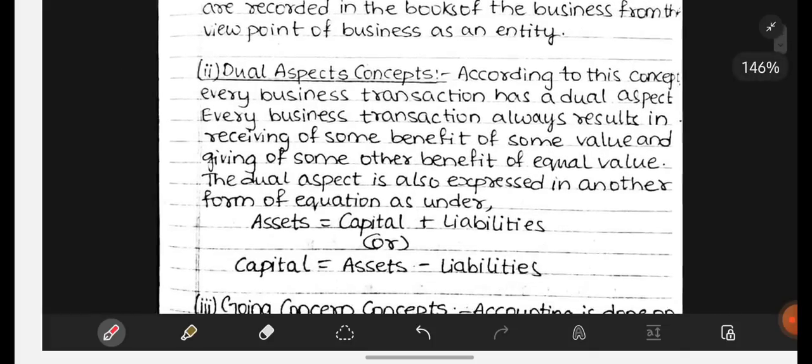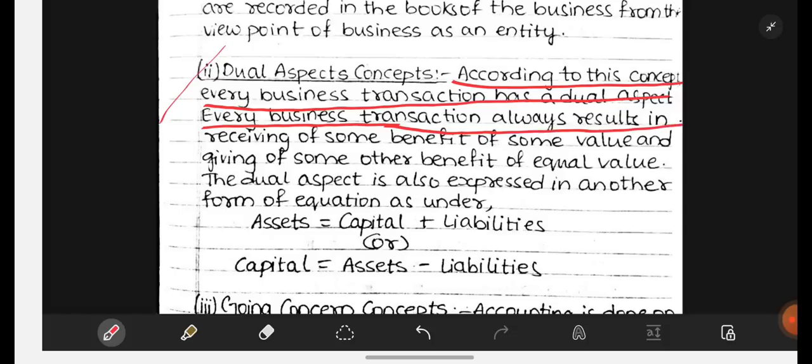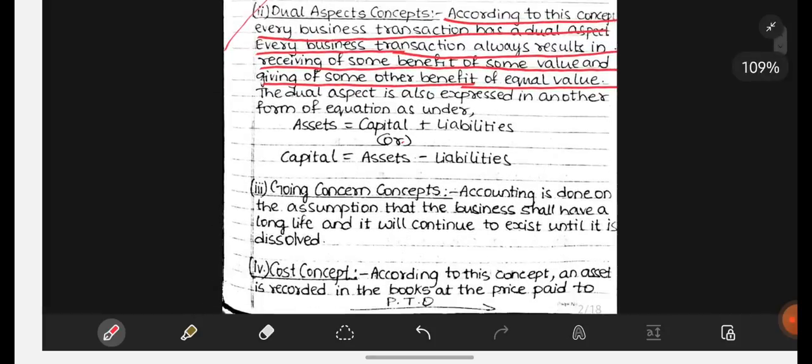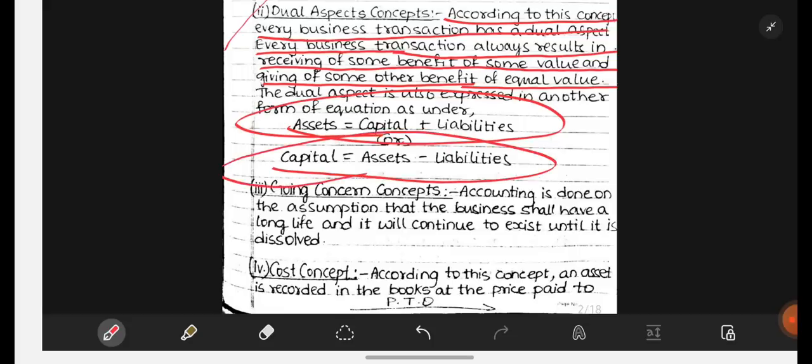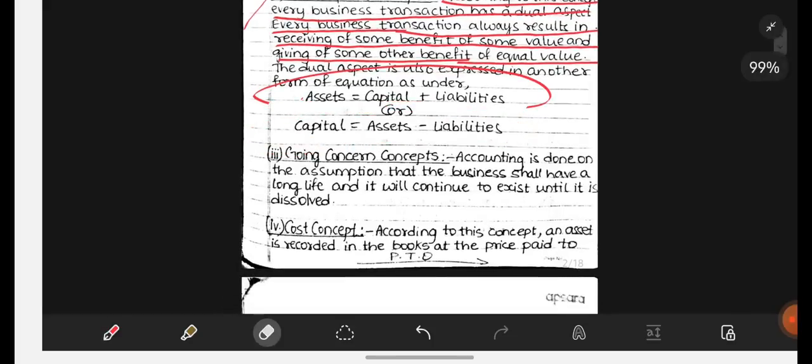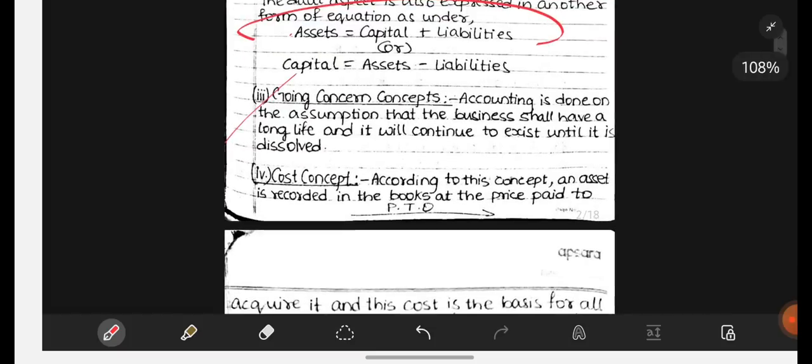Dual aspects concept. According to this concept, every business transaction has a dual aspect. Every business transaction always results in receiving some benefit of some value and giving some other benefit of equal value. See the example: capital plus liabilities equals assets. Capital equals assets minus liabilities. Okay, then going concern concept.